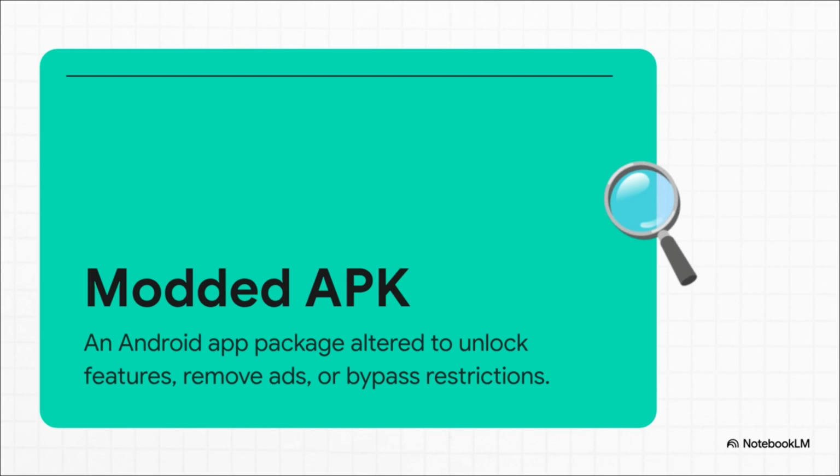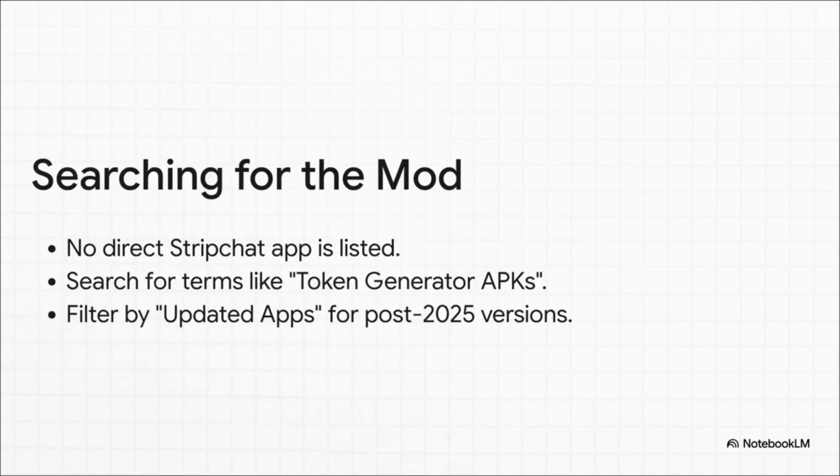And that brings us to this really crucial term, a modded APK. So an APK is just the file format for any Android app. But a modded one? That means it's been unofficially changed. It's kind of like a bootleg version of a piece of software. It's not from the original developers, it's not from the Google Play Store, which means really you have no idea what's actually inside.